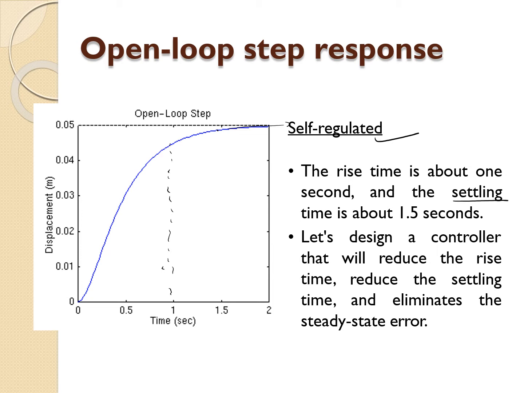So let's design a controller that will reduce the rise time, reduce the settling time, and eliminate the steady state error. Here we can see that the rise time is quite high, the settling time is also high, and there is a steady state error inside this open loop system. So in order to cater to this problem, we have to install the controller and make it a closed loop system.